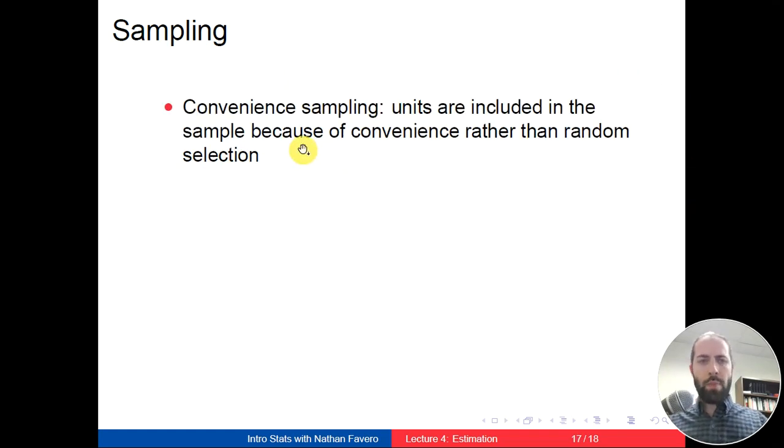All right. Maybe the opposite extreme from a random or probability sample is what we call a convenience sample. This is where units are included in the sample because of convenience rather than random selection. So this could be something like I ask my friends. They're convenient. I already know them. I have their contact info. So I just contact them. I select them for my sample because of convenience. Or these people volunteered. We just asked, does anyone want to be a part of the survey? And these are the people who stepped forward.